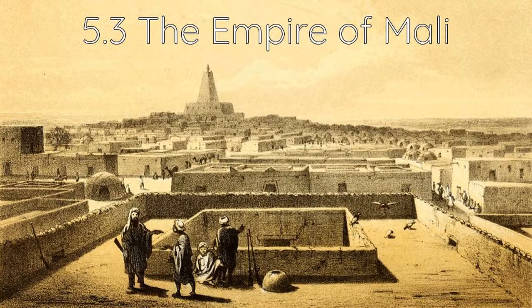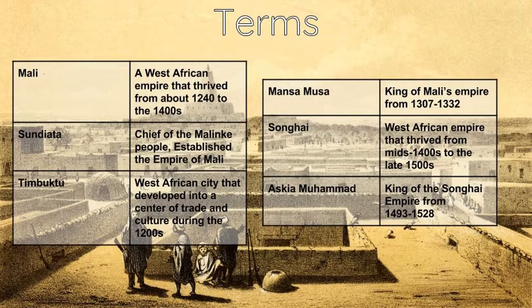In this lesson, we're going to learn about the growth and decline of the Mali and Songhai empires. As always, there are vocabulary terms that you're responsible for, and there's actually a pretty good amount of them this go around. So you're going to want to be really clear about what those words mean. This time the vocabulary is Mali, Sundiata, Timbuktu, Mansa Musa, Songhai, and Askia Muhammad.